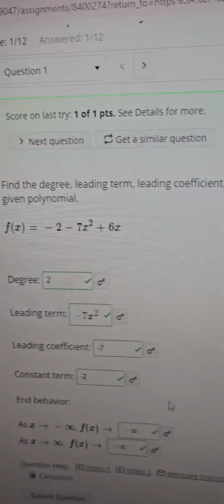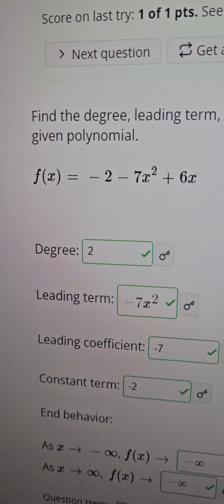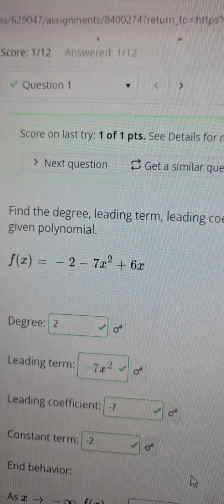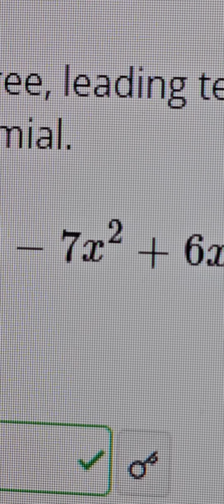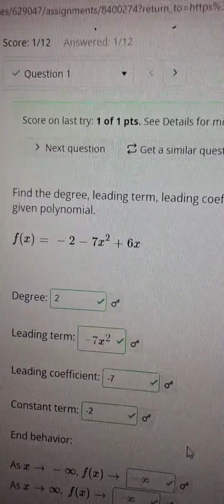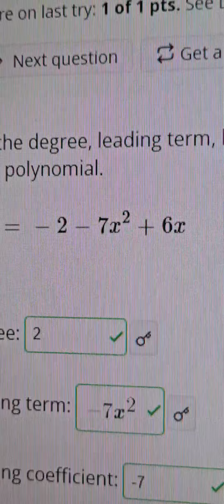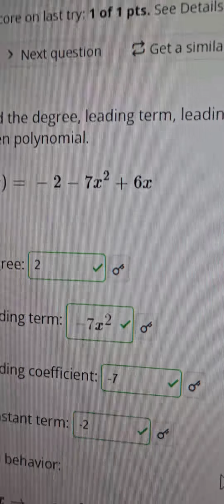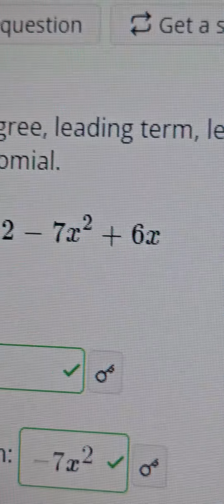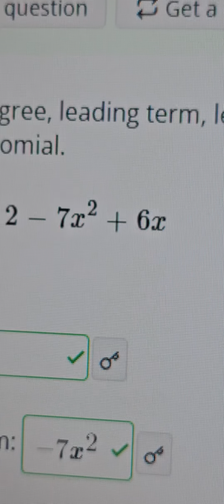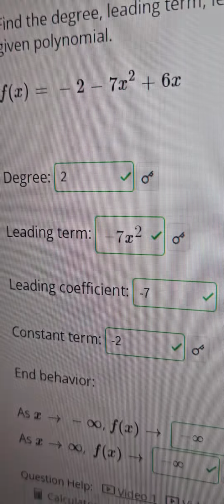2.2, here we go. So this is the polynomial. The degree is 2 because of this 2, 7x squared. That's a degree of 2. The leading term is negative 7x squared because it's the biggest thing that has x. So biggest number with x squared, like 6x is the other one, but that one's bigger. So negative 7x squared. Leading term.